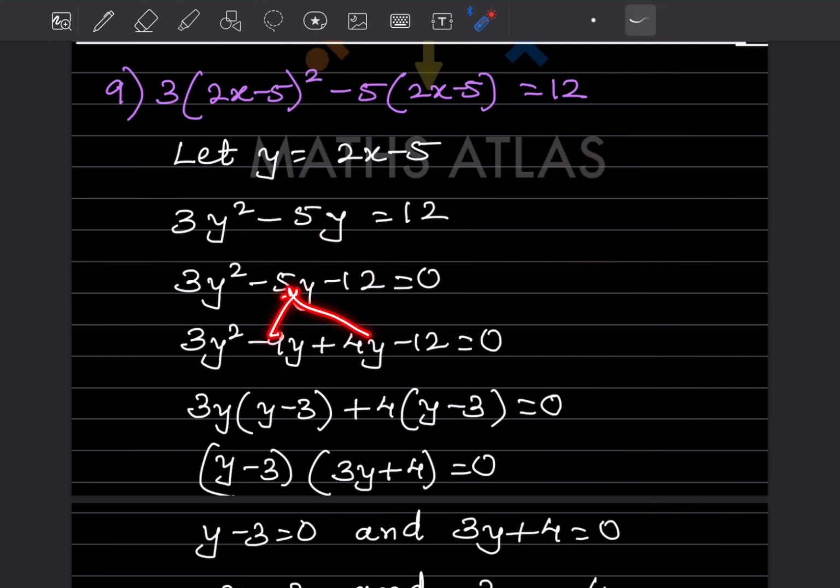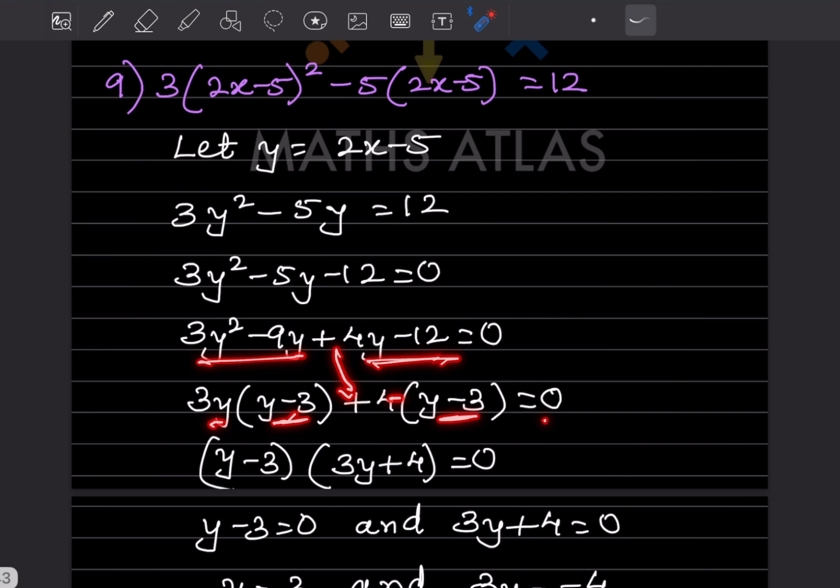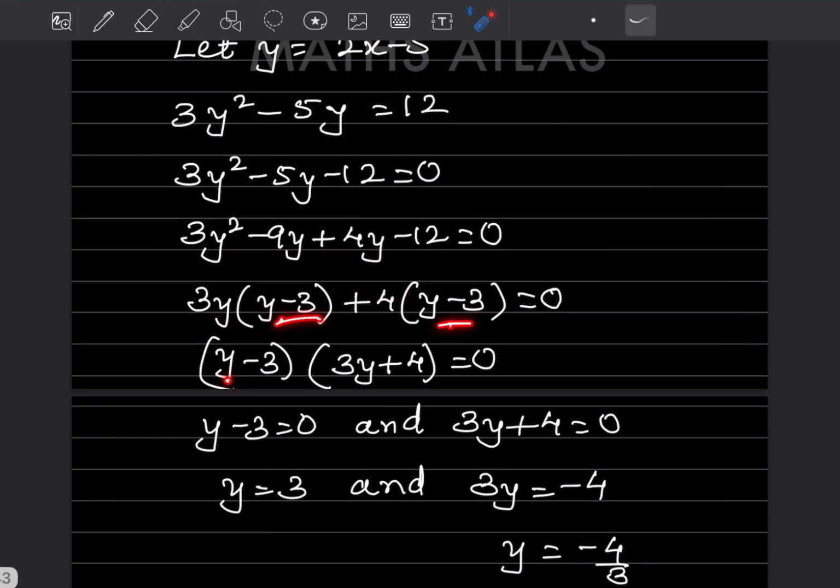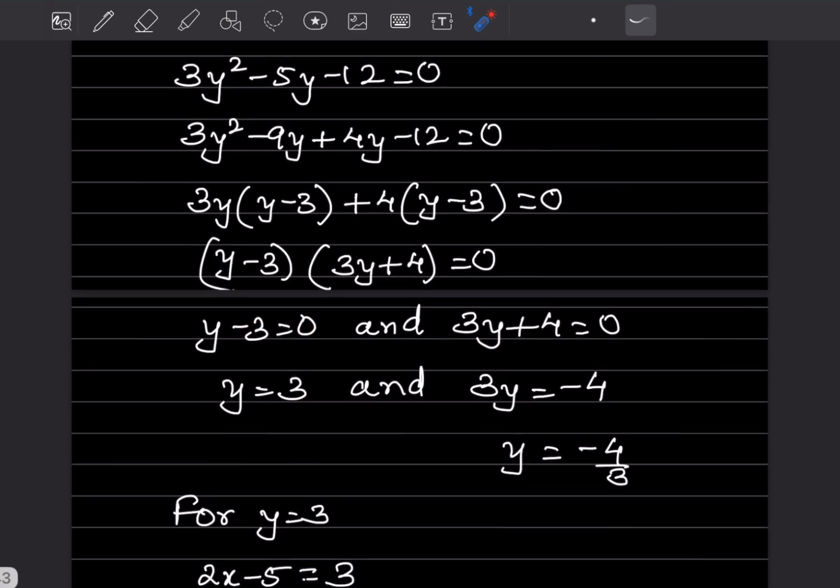So this we can put as minus 9y plus 4y. Now we are going to group it. So 3y bracket will be y minus 3. This will be plus. From this we will take 4, and this will be y minus 3 is equal to 0. So both are the same. So y minus 3 is here, this will be 3y plus 4 is equal to 0. So this should be equal to 0, or this should be equal to 0. So y will be 3, and 3y will be minus 4, so y will be minus 4 by 3.